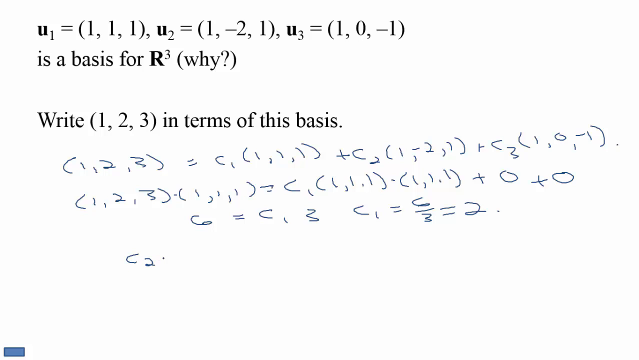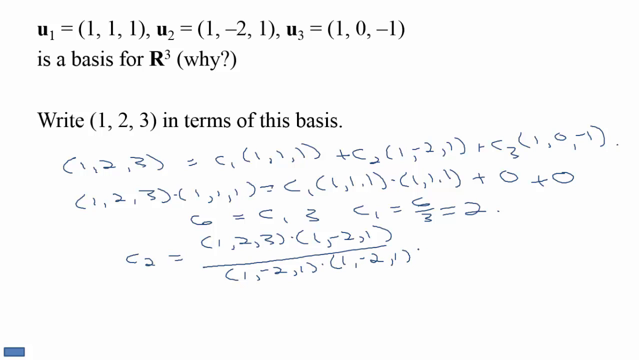Remember in Theorem 5, it just said C2 is going to be 1, 2, 3, that's the vector we want to decompose, dotted with the second basis vector, which is 1, negative 2, 1. And then we'll just have to divide by U2 dot U2, since it's not 1 in this case. So when we do this dot product, we get 1 minus 4 would be negative 3 plus 3 would be 0. Okay, so we have 0 upstairs. So we're going to have 1 plus 4 plus 1 is going to be 6. 0 divided by 6 will be 0.